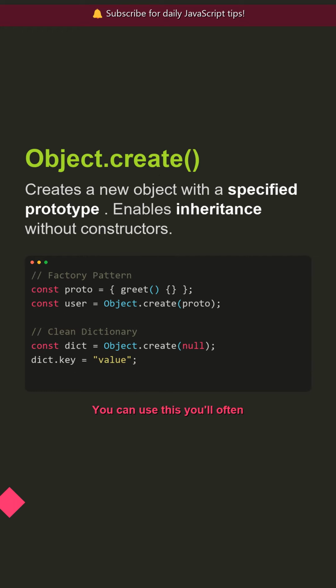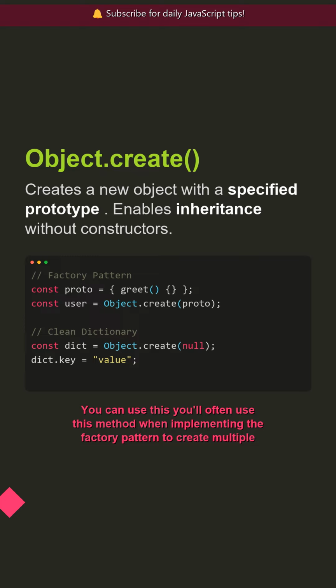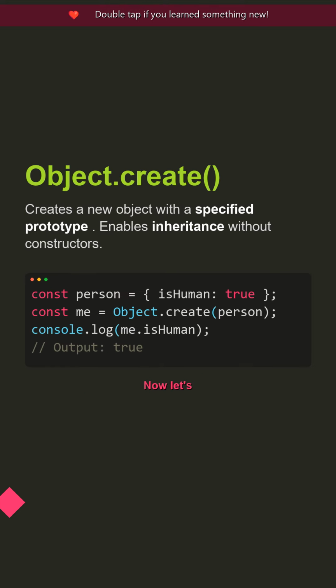You'll often use this method when implementing the factory pattern to create multiple objects sharing the same methods. It's also incredibly useful when you need a truly empty object by passing null as the prototype to avoid inheriting from Object.prototype. Now let's understand the code step by step.